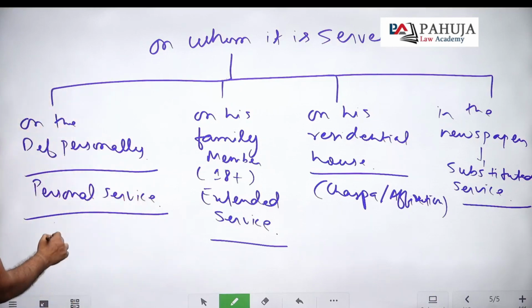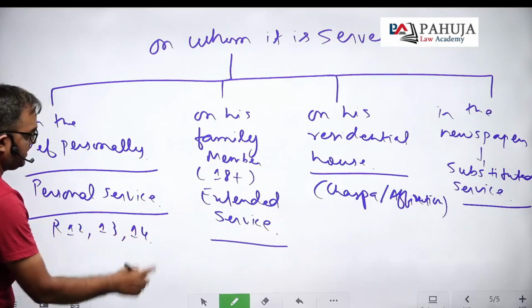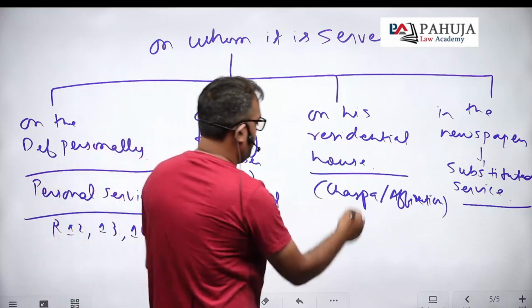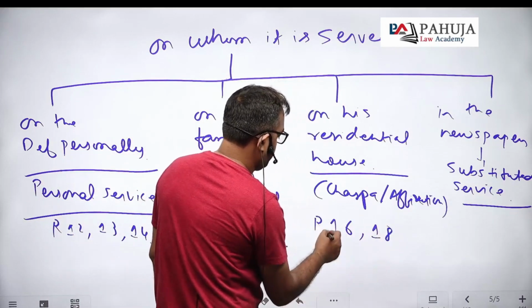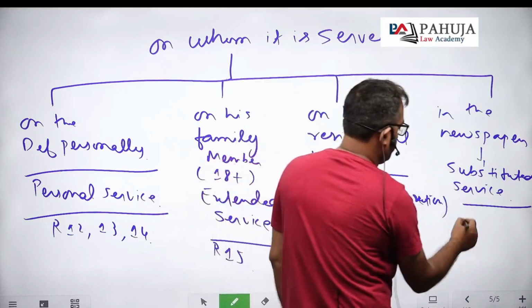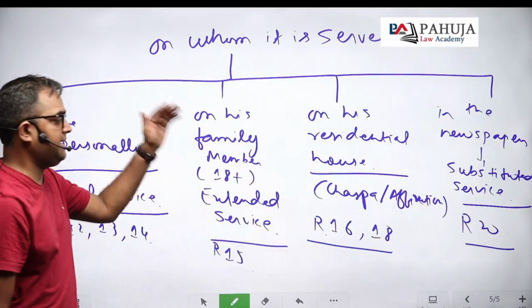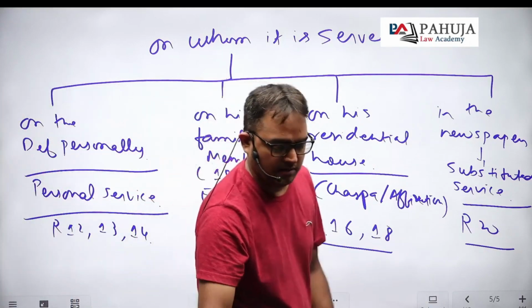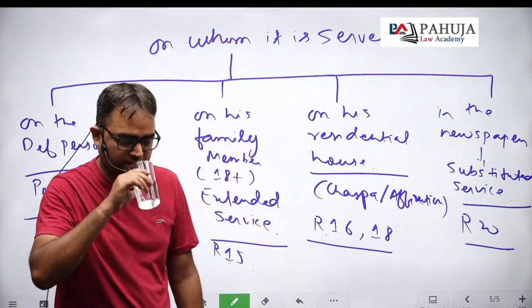The personal service, this is rule 12, 13 and 14. Then we have extended service under rule 15. Then on his residential address, this is rule 16 and 18. And then we have substituted service under rule 20. Okay, so these are the ways by which different kinds of service of summons is effected, right?